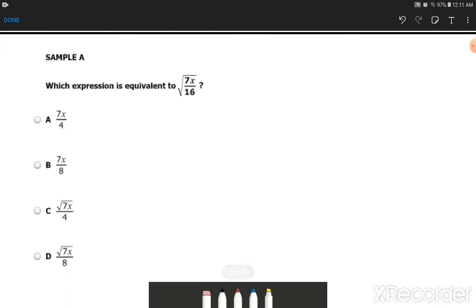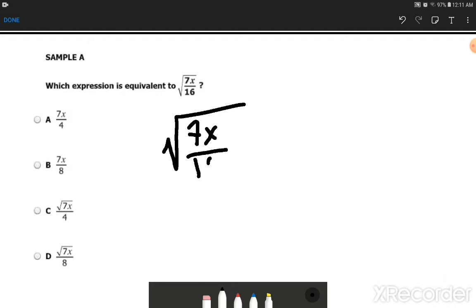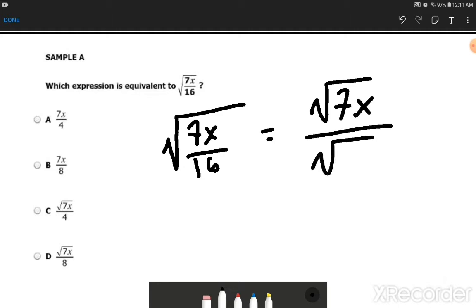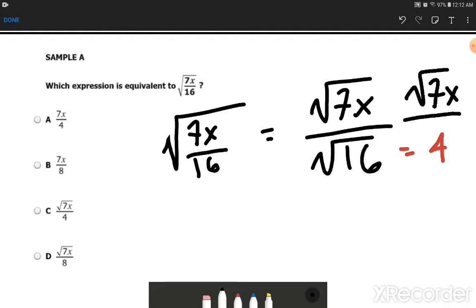So let's go on to the first sample A. Which expression is equivalent to the square root of 7x divided by 16? We know that the square root of 7x divided by 16 is equal to the square root of 7x divided by the square root of 16. The square root of 16 is 4, and you see that is one of our answer choices. Square root of 7x divided by 4 is our final answer, which is C.